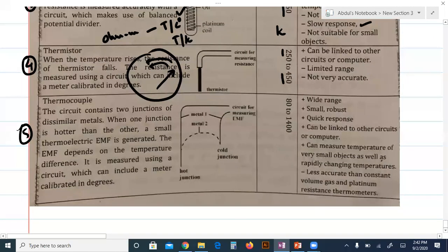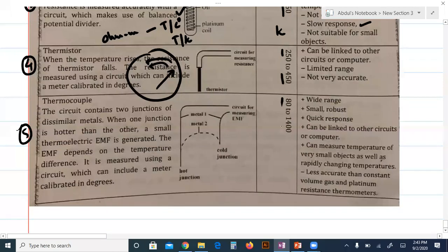And it has a wide range. Look, from 80 to 1400. It is small, quick response, can be linked to other circuits like a computer. It can be used to measure the temperature of a very small object as well as rapidly changing temperature, but it is less accurate. Its accuracy is very small compared to the other thermometers.